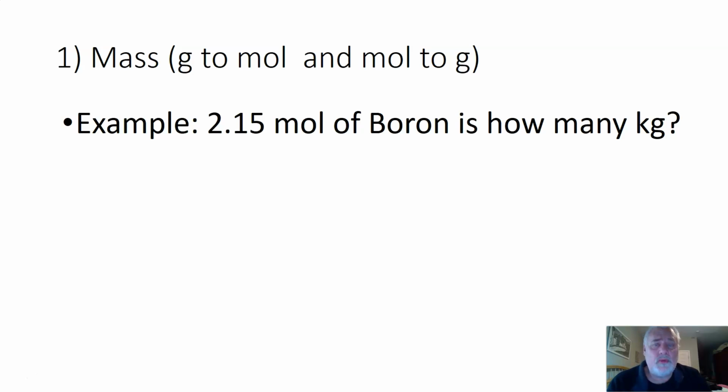Let's take 2.15 moles of boron and then answer this question. How many kilograms is that? Okay, so you see there's going to be a little tiny twist at the end here, but we're going moles to grams, kind of, but you can't go directly to kilograms, so we're going to do it step by step.